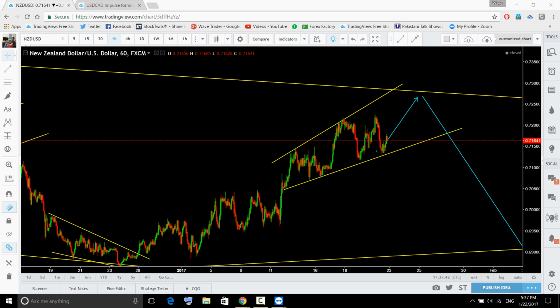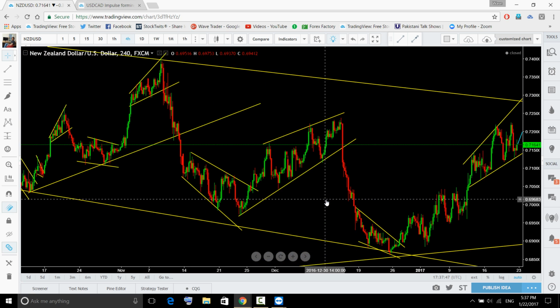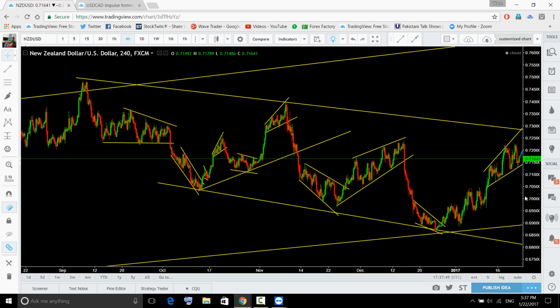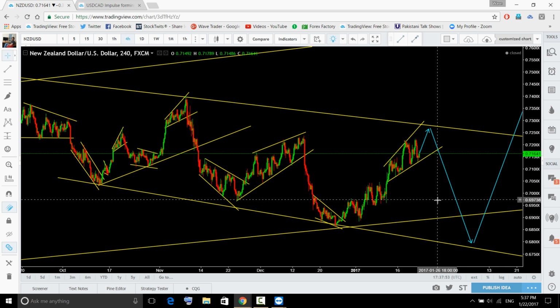All right, guys. So this is how you can read these patterns. Patterns are forming over there, giving you a sense of direction, which direction they're going to go.